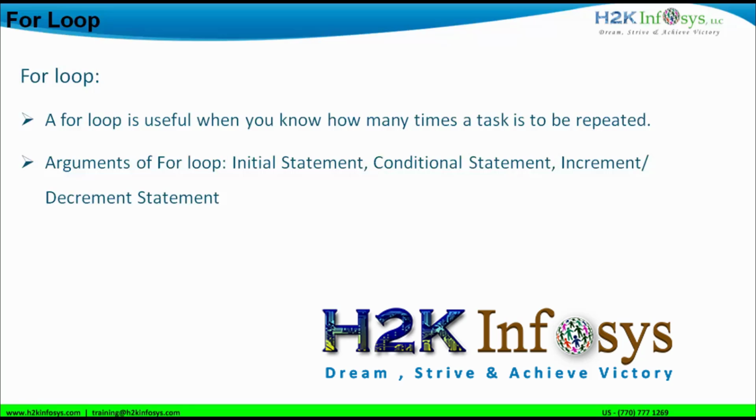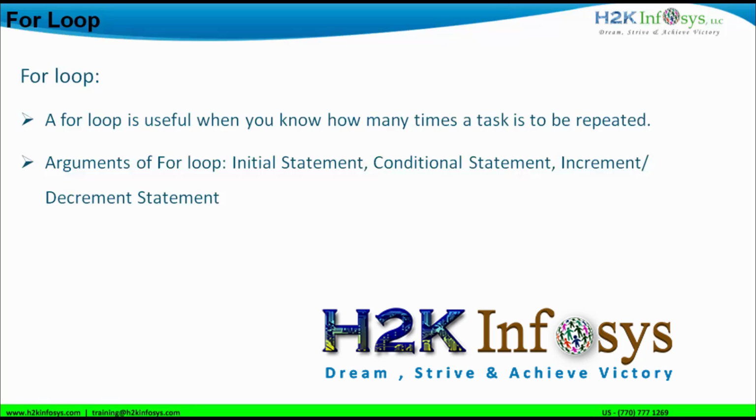what does a for loop contain? So what are the arguments of the for loop? The first argument is the initial statement. The second argument is the conditional statement. The third argument is the increment or a decrement statement.